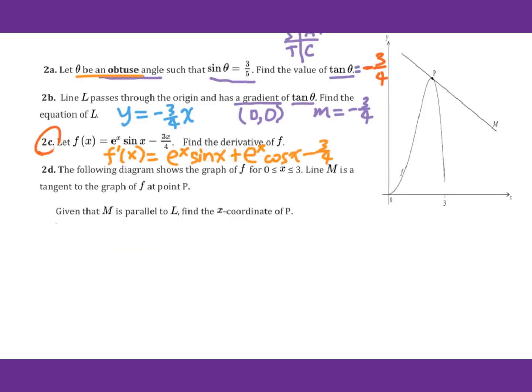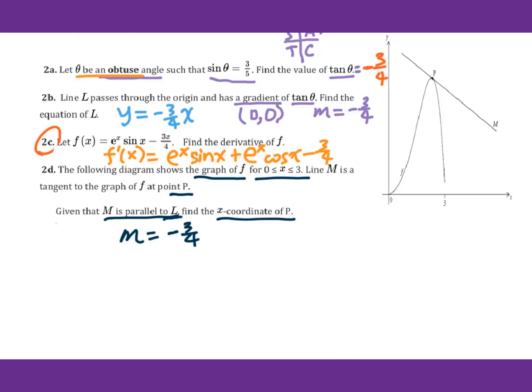Let's go to the last question. The following diagram shows the graph of f for x between 0 and 3. Line M is a tangent to the graph of f at point P. Given that M is parallel to L. Parallel means they have the same slope. So the slope of this line will be negative 3 over 4. Find the x coordinate of P.